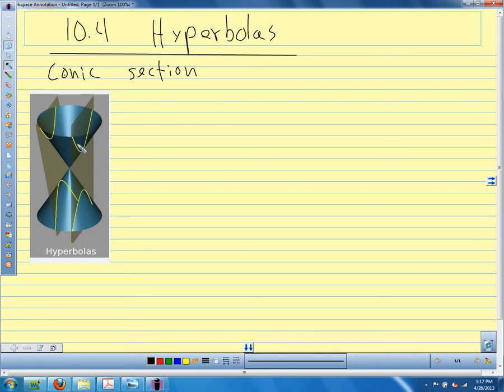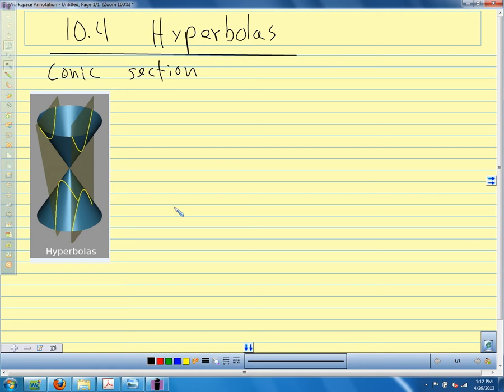So a couple of things to notice about a hyperbola is we always get two pieces. So we get a piece on the top part of the cone and on the bottom part of the cone. We cut it by a plane, we get two pieces. So a hyperbola is different than our other conic sections in that there are two parts. A parabola we had one part, an ellipse we had one part. With hyperbolas we have two parts.